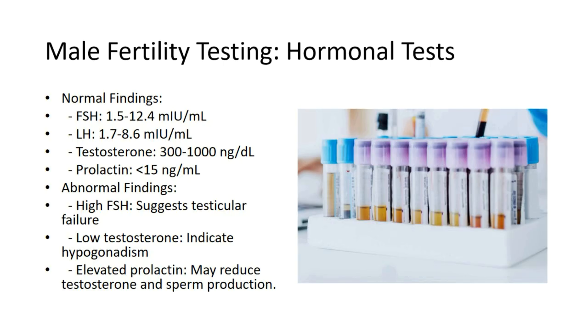Abnormal findings. High FSH suggests primary testicular failure or reduced sperm production, poor sperm count. Low testosterone may indicate hypogonadism, low testosterone production, which affects sperm production and libido. Elevated prolactin can lead to a reduced production of testosterone and sperm.